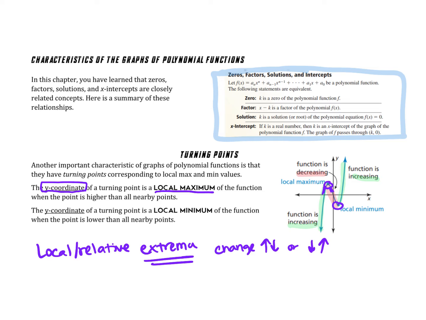A y-coordinate of a turning point is called a local minimum when it's lower than all of the points nearby. So basically, anytime you see something like a parabola vertex, that's going to be a relative or local extrema. And when we're identifying those, we're going to talk about the maximum value being the y and the location that it's happening at being the x. So let's look at some graphs and identify these characteristics from a graph.